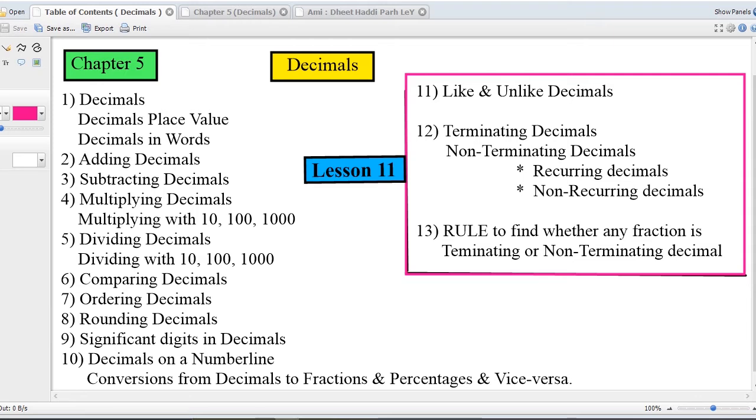Today we are going to start lesson number 11 on decimals, in which we will be covering these three concepts from 11 till 13.